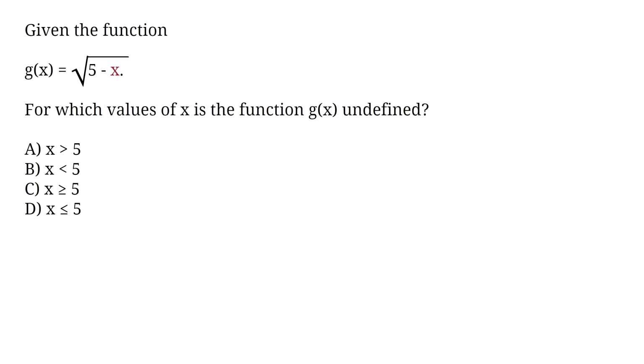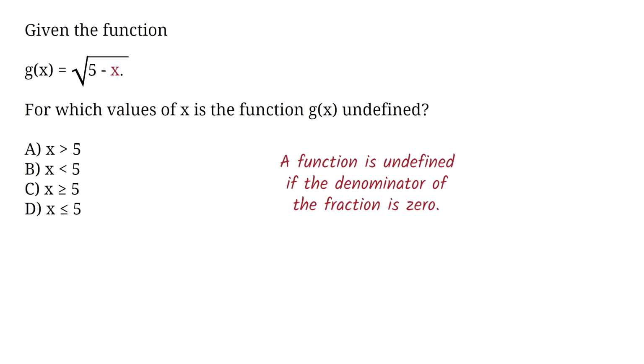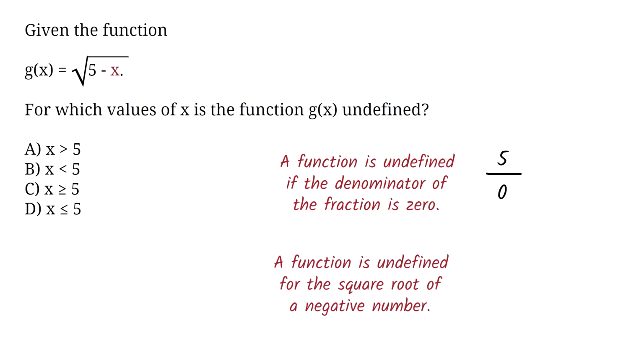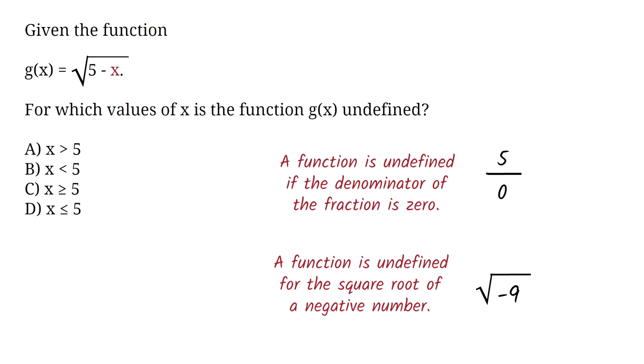There are two conditions that make a function undefined. 1. A function is undefined if the denominator of the fraction is 0. Example, 5 over 0 is undefined. 2. A function is undefined for the square root of a negative number. Example, the square root of -9 is undefined.